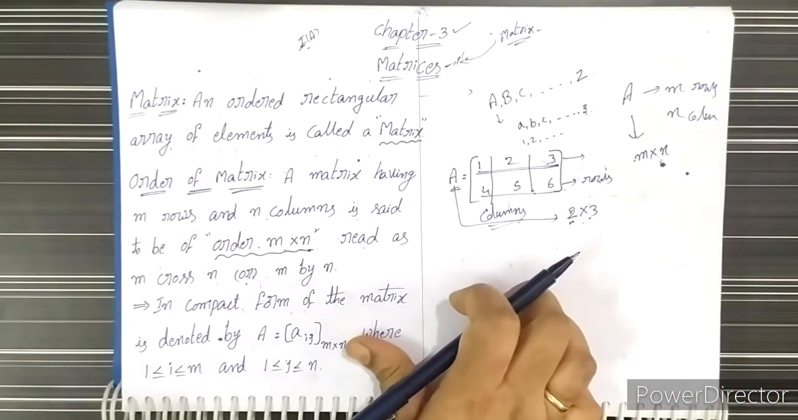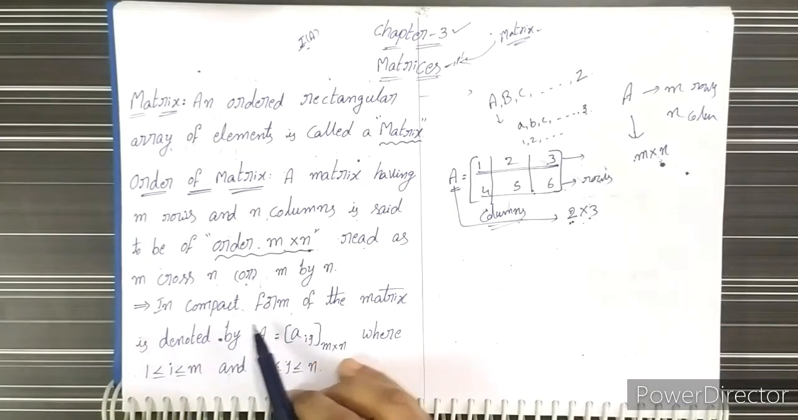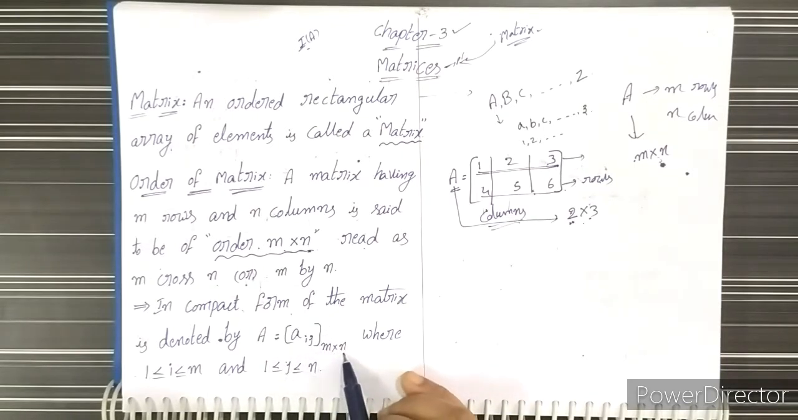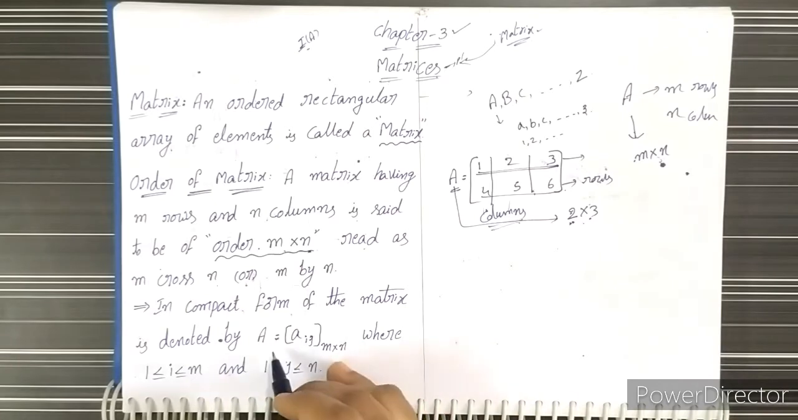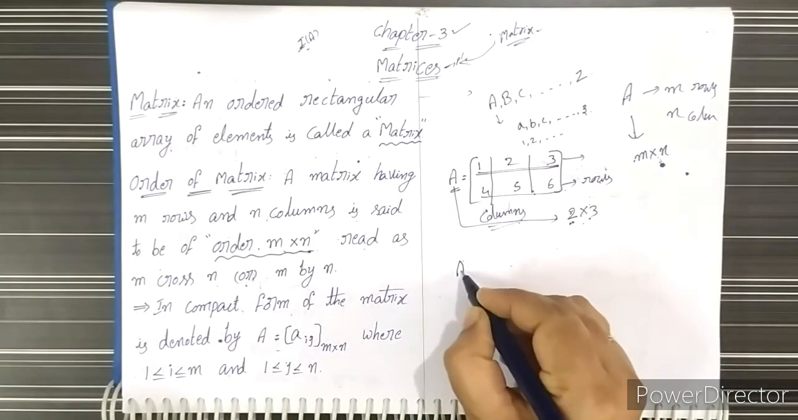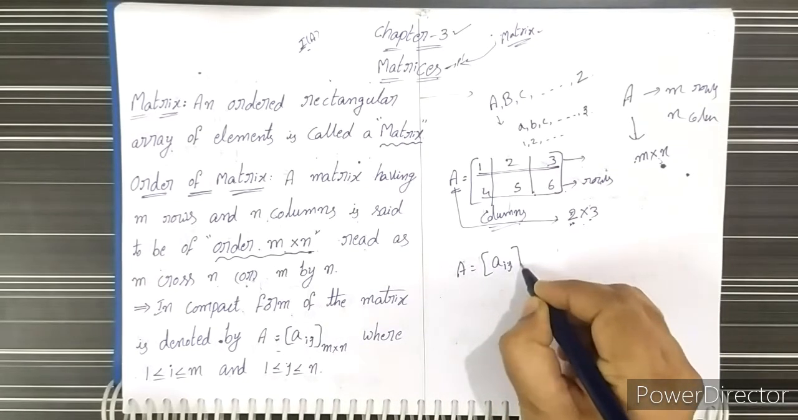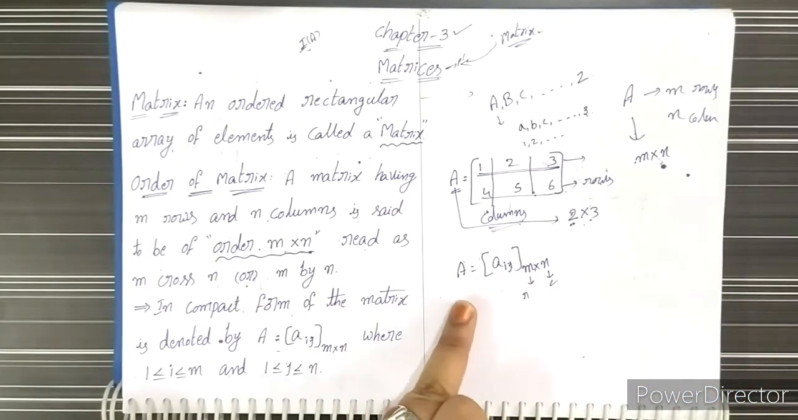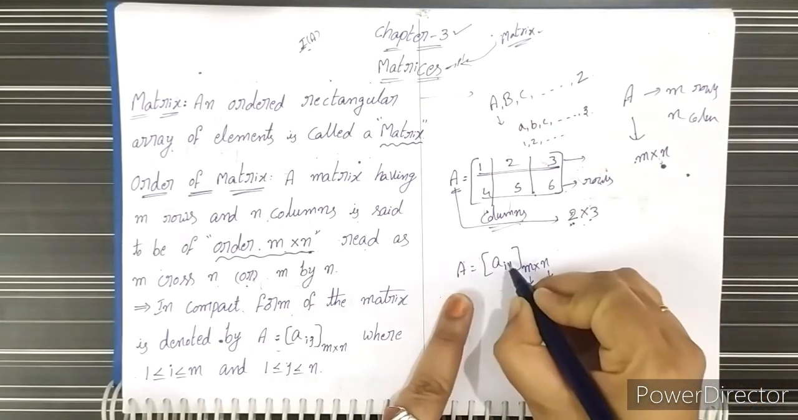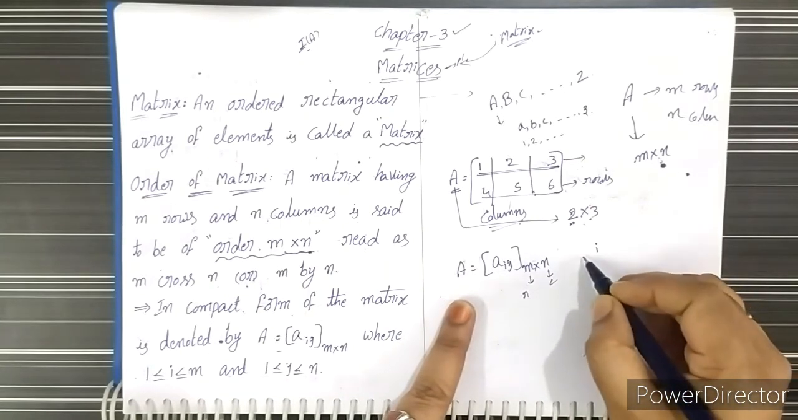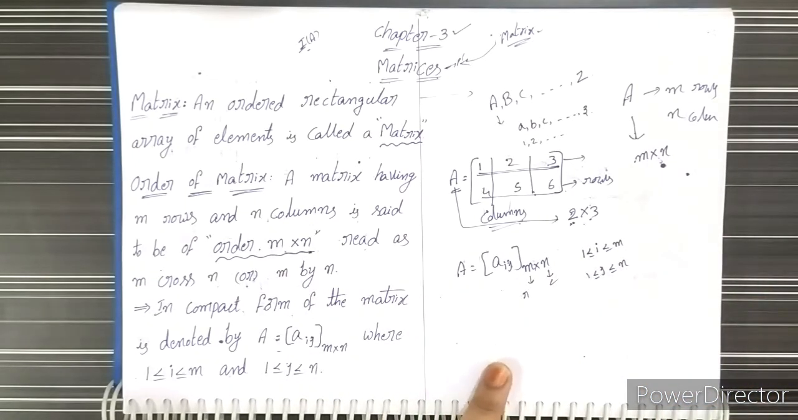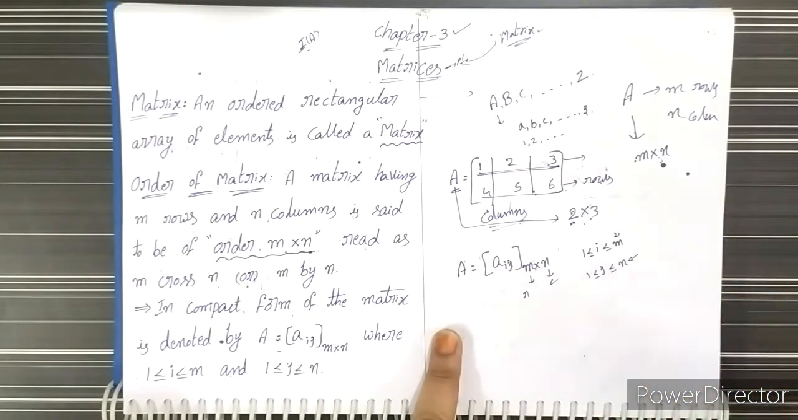The compact form of the matrix is denoted by capital A equal to Aij of m by n, where 1 less than or equal to i less than or equal to m and 1 less than or equal to j less than or equal to n. This is the matrix general form. Here m rows and n columns are present in the matrix A. Here i lies between 1 and m, and j lies between 1 and n. M means number of rows, n means number of columns.